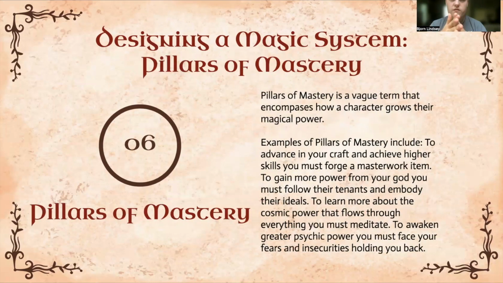Pillars of mastery. This is how people grow in magic power and what the upper echelons look like. Think of powerful archmages from fantasy stories, like Merlin from the King Arthur tales, or Gandalf from Lord of the Rings. Those are pretty good examples of the upper echelons in their universe.